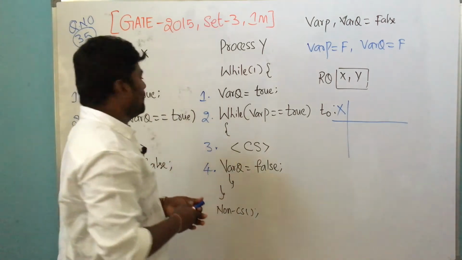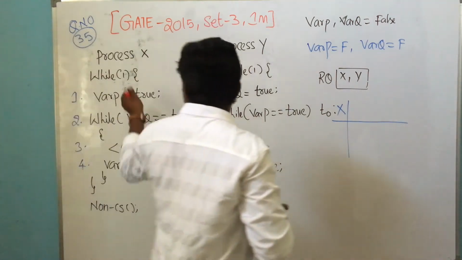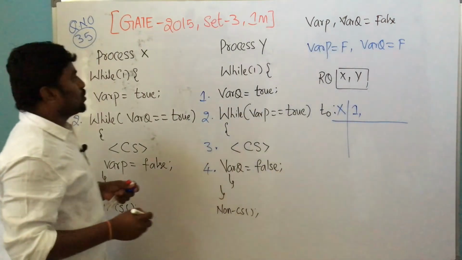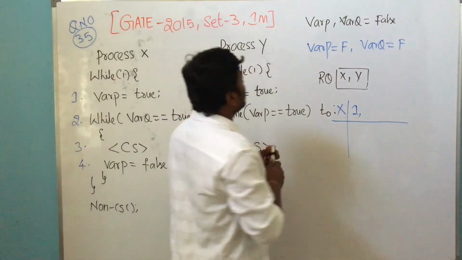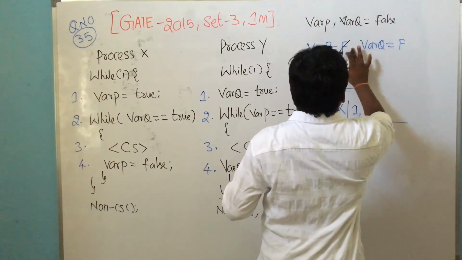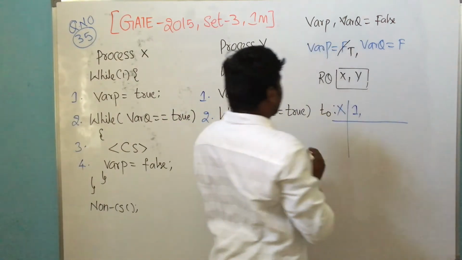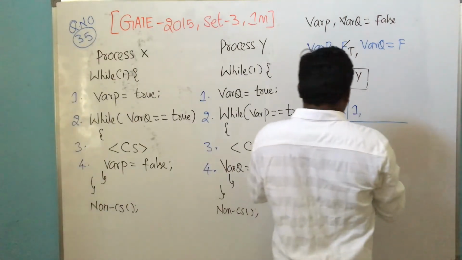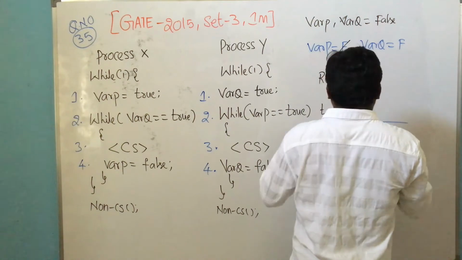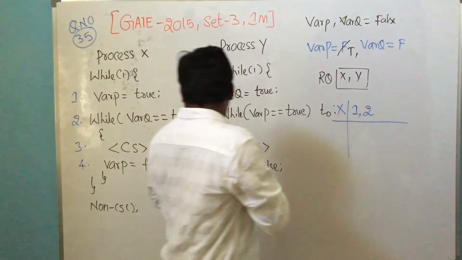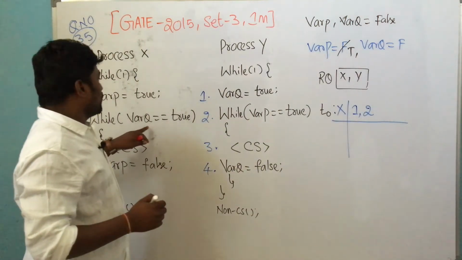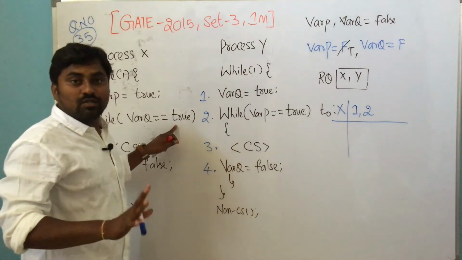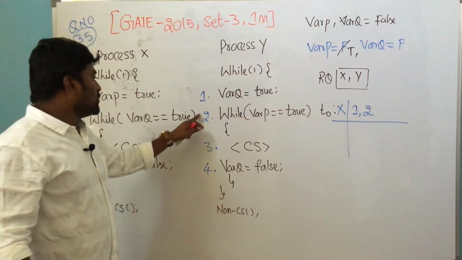Let's trace it out. Process X started, the while loop and instruction 1. What is instruction 1? The var P equal to true. The var P initially is false, I am making it true, meaning it is interested to use the critical section. Now the second instruction. What is the second instruction here? While var Q equal to true. What is the var Q value currently? False. False equal to true, so the condition is false or not? There is no semicolon here.